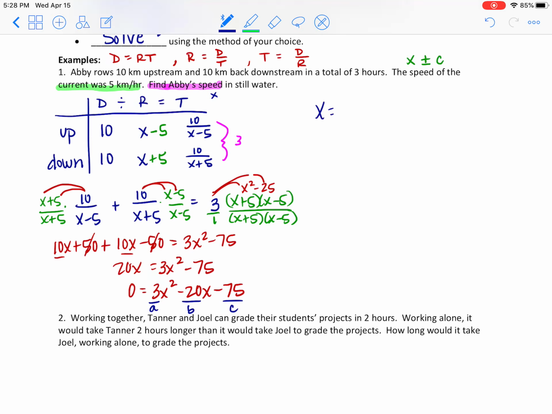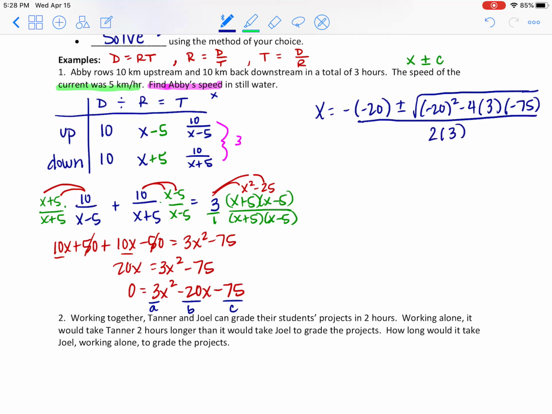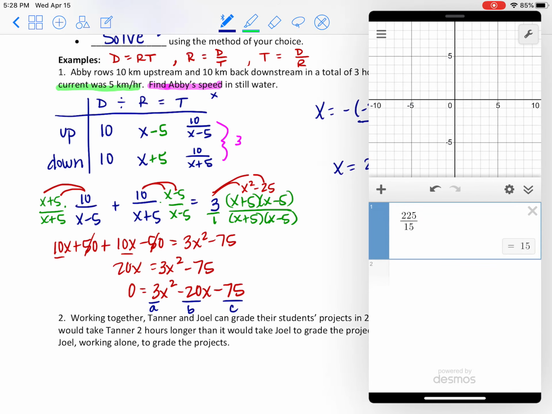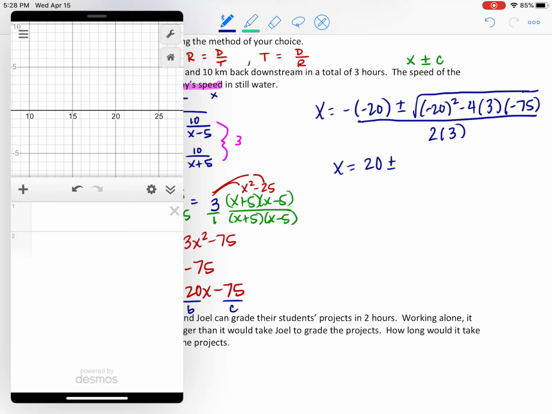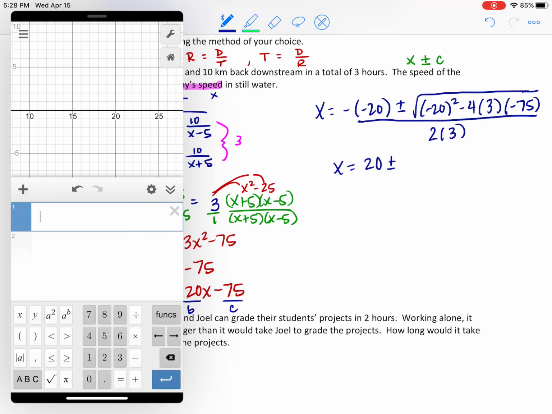Okay, so now I have all this nice space to use my quadratic formula. So x is going to equal negative b, so negative 20, plus or minus the square root of b squared minus 4 times a times c, and that's all going to be divided by 2 times a. So x is going to equal negative, makes a positive 20, plus or minus, let's figure out what we have going on under the radical here.